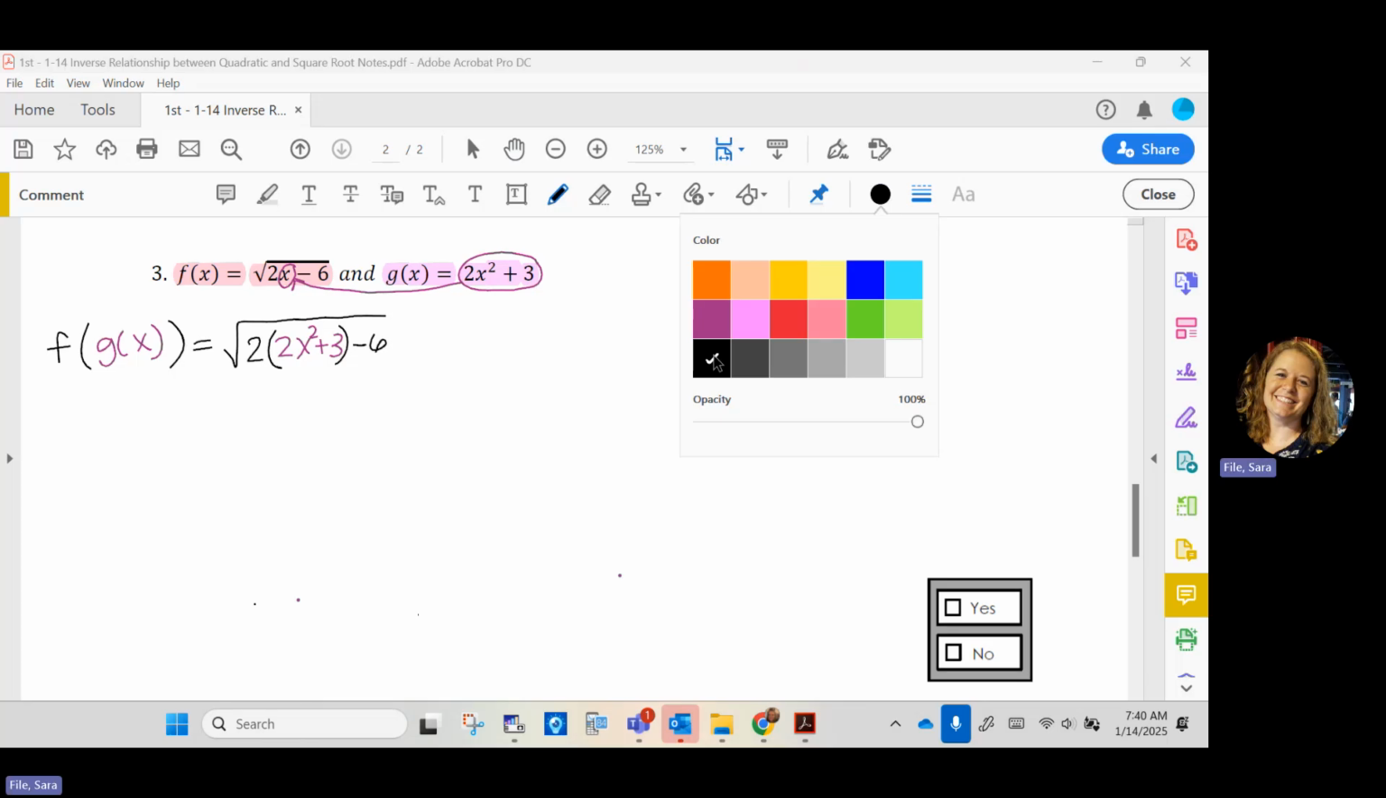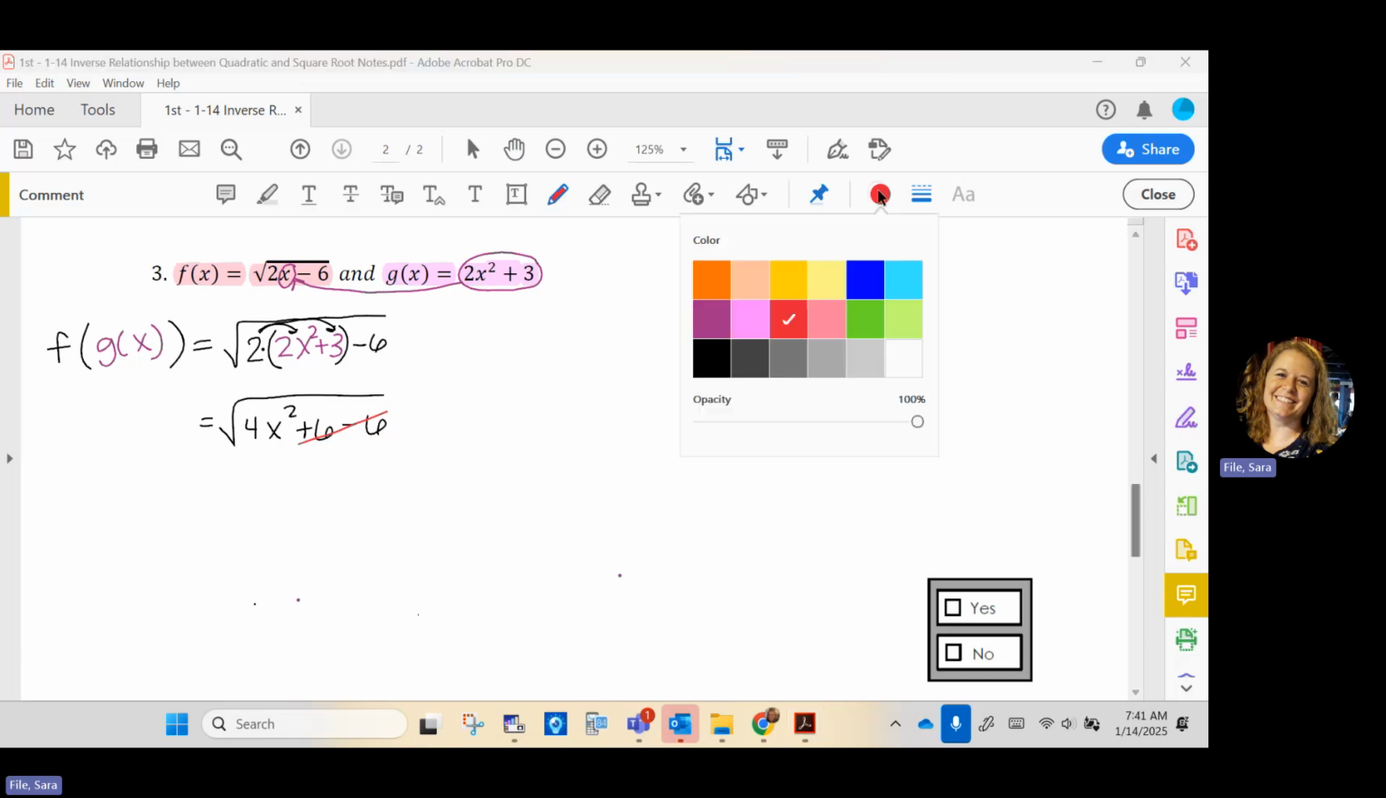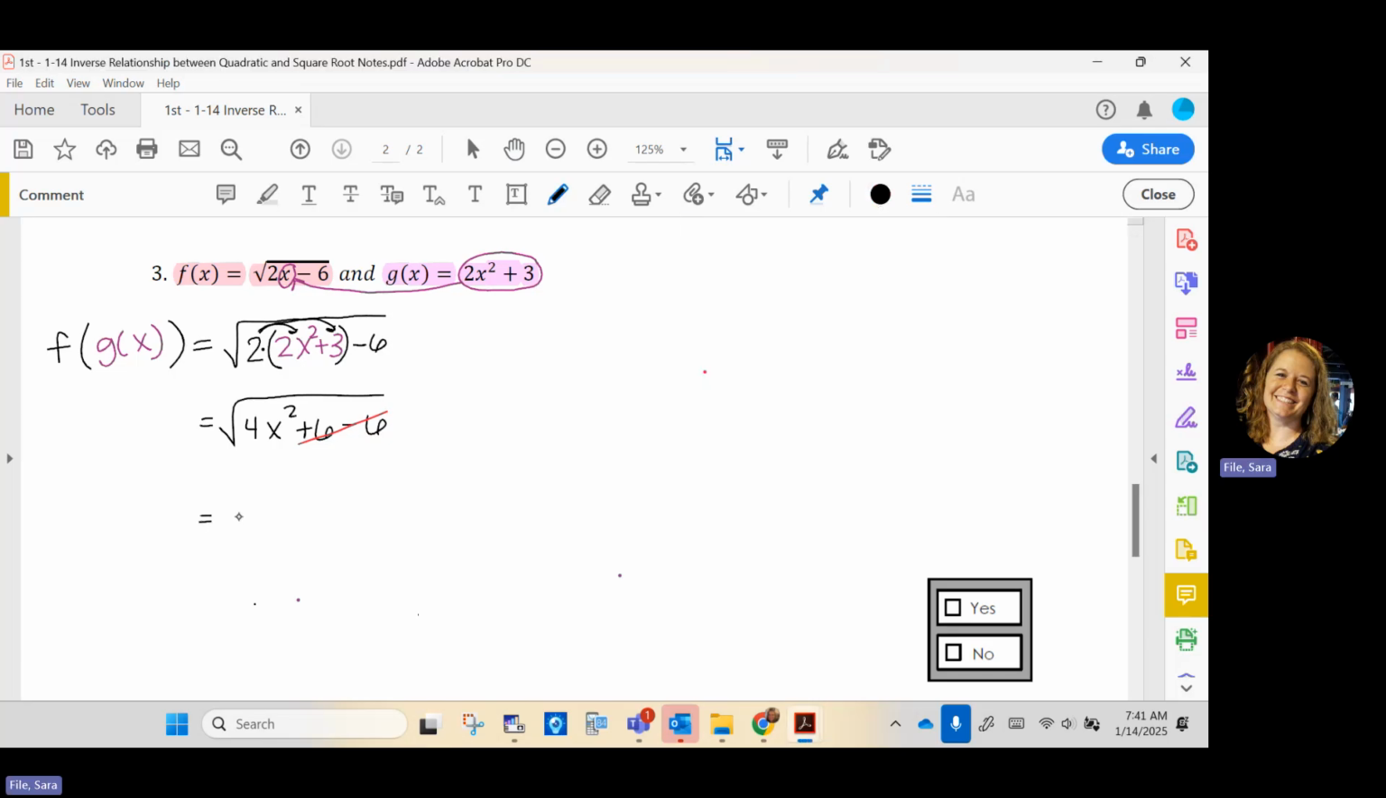All right, so nothing inside the parentheses I can do, but this 2 is butted up against it, meaning it's being multiplied. So I'm going to go ahead and distribute this 2. So that's going to become 4x squared plus 6. And we've still got that minus 6. So the plus 6 and minus 6 eliminate. That's good. So that leaves us with the square root of 4x squared.